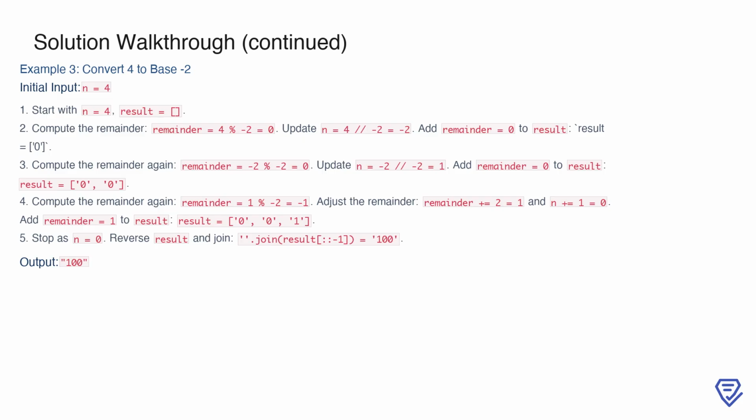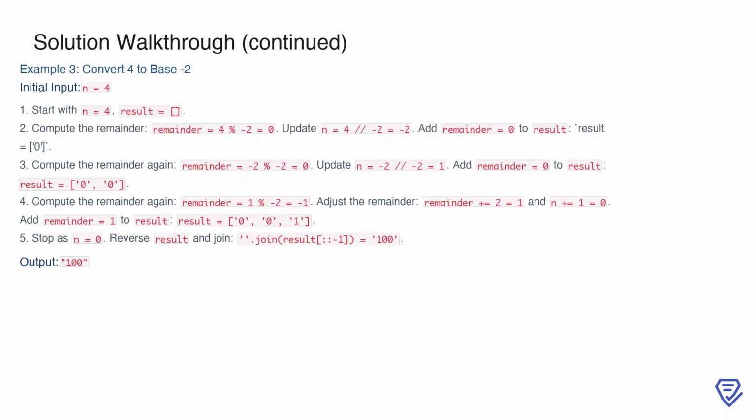Finally, let's work through converting the number 4 to base -2. Starting with n equals 4 and an empty result list, the first step is to calculate the remainder of 4 % -2, which equals 0. Since the remainder is non-negative, no adjustment is needed. Dividing 4 by -2 results in n equals -2. We append the remainder, 0, to the result list, making result equals [0].